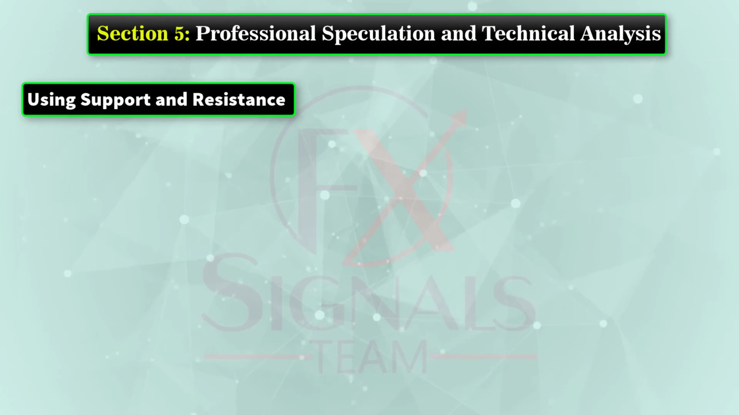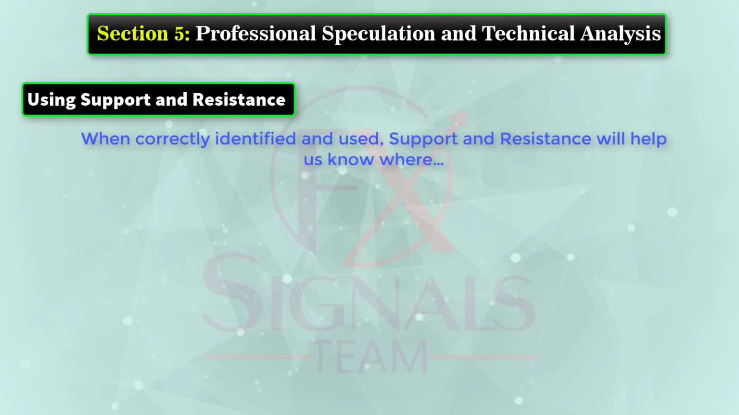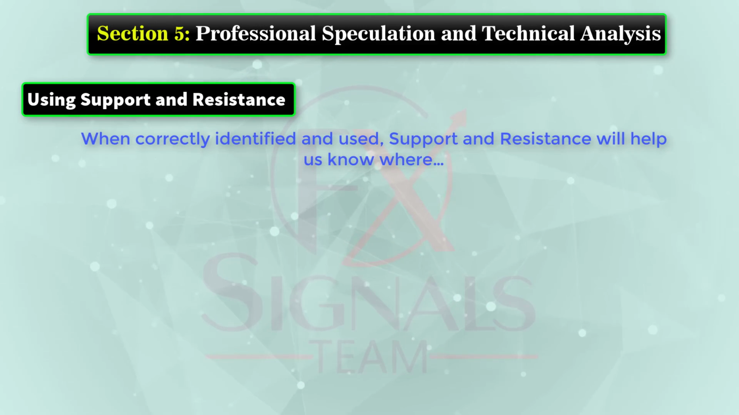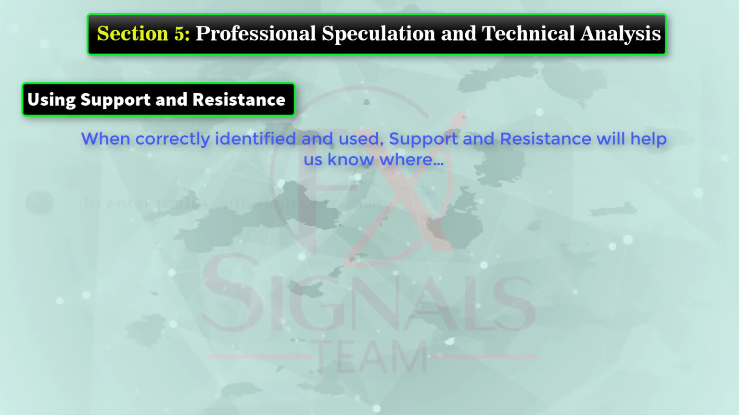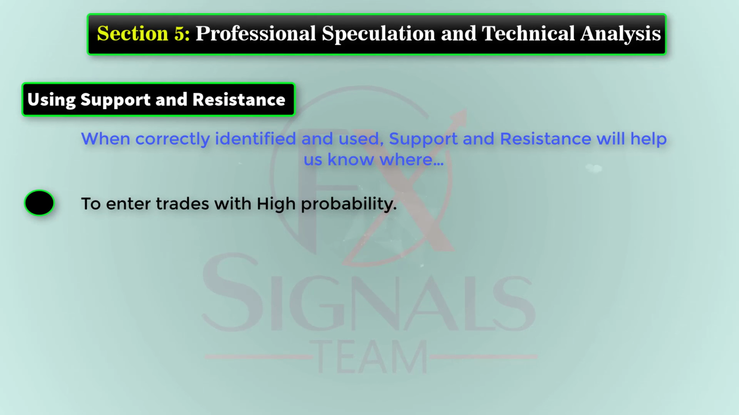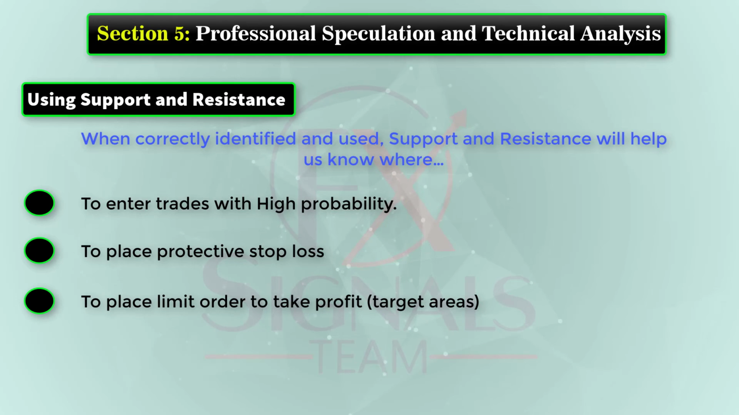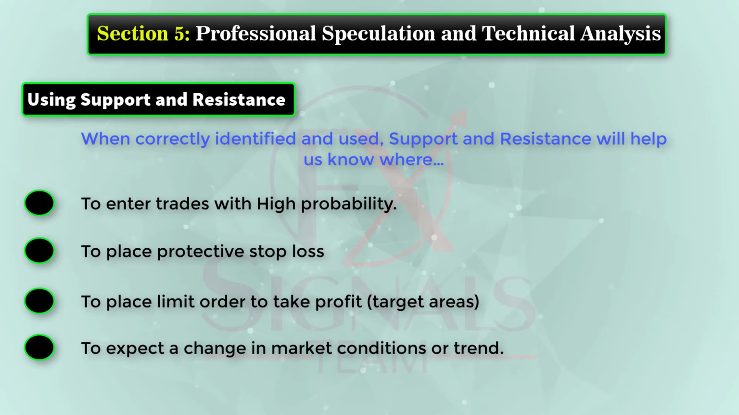Using support and resistance. When correctly identified and used, support and resistance will help us know where to enter trades with high probability, to place protective stop losses, to place limit orders to take profit, and to expect a change in market conditions or trend.